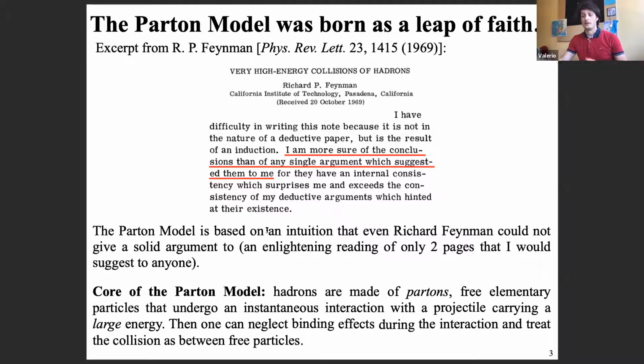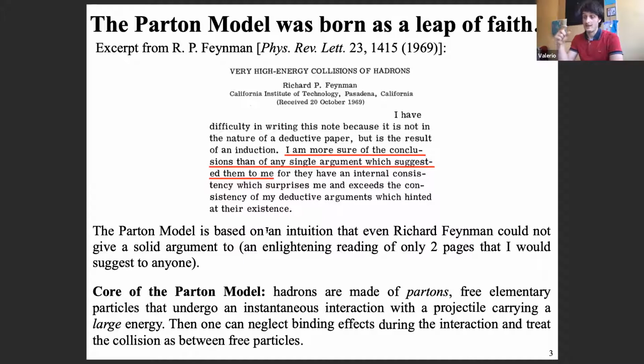Then just in a nutshell, the core of the Bertone model is the following. In the Bertone model, hadrons are considered to be made of partons. Back then they didn't even know that partons were quarks and gluons. QCD wasn't mature enough to say that. And partons are free elementary particles that undergo instantaneous interactions with the projectile that carries a large energy. This means that partons interact with very high energy projectiles instantaneously, and this actually allows us to consider partons as free particles.